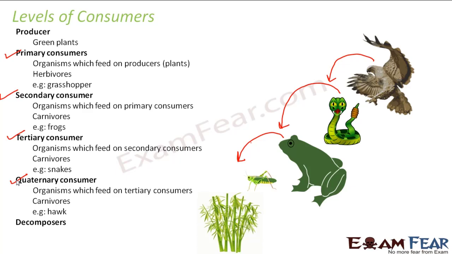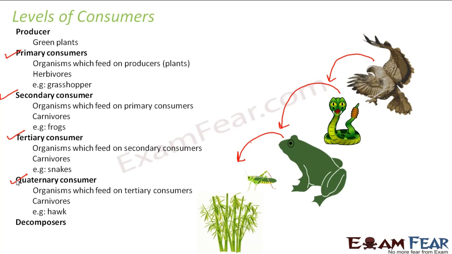Again, if a scenario comes where we say that a human being is feeding on a frog, so that means he is a tertiary consumer. So depending upon what an omnivore is eating, we will decide whether it is a primary consumer, secondary consumer, or a tertiary consumer, right? So they can be primary consumers if they are feeding only on plants. They can be secondary or tertiary consumers depending on which level consumers they are feeding upon, right? Okay, so I hope this concept is clear about the consumers.